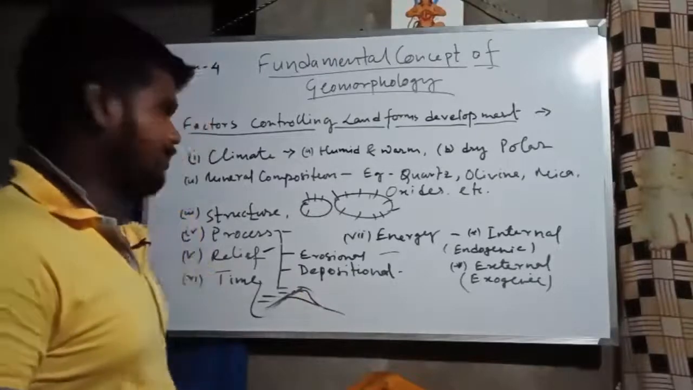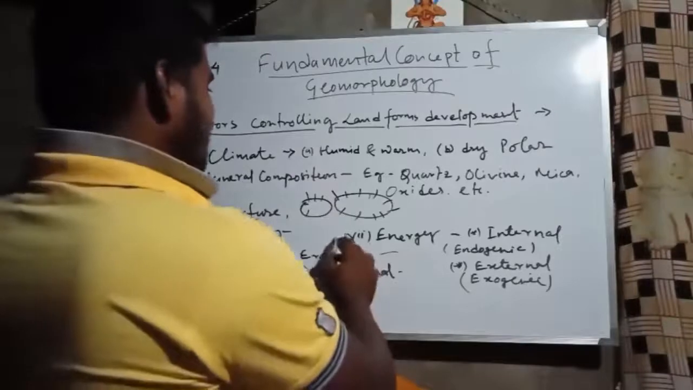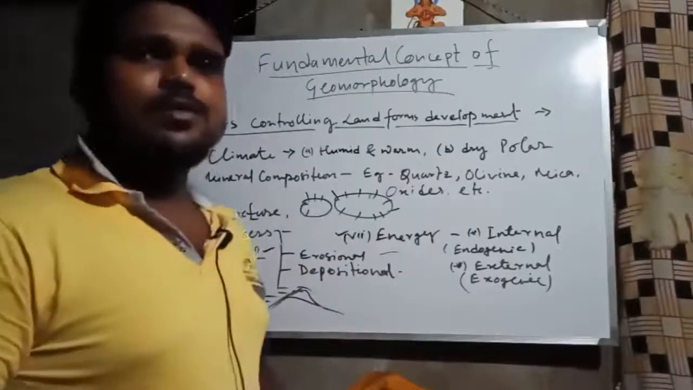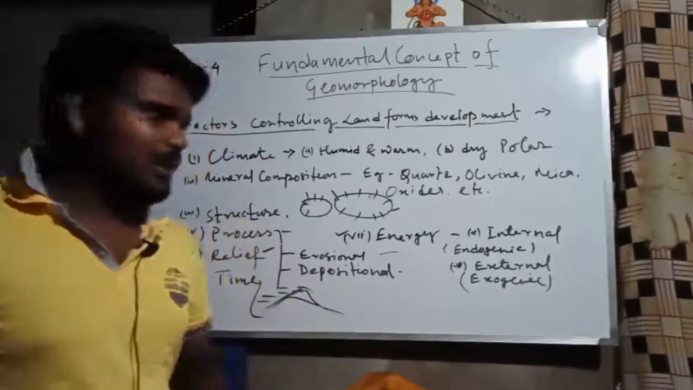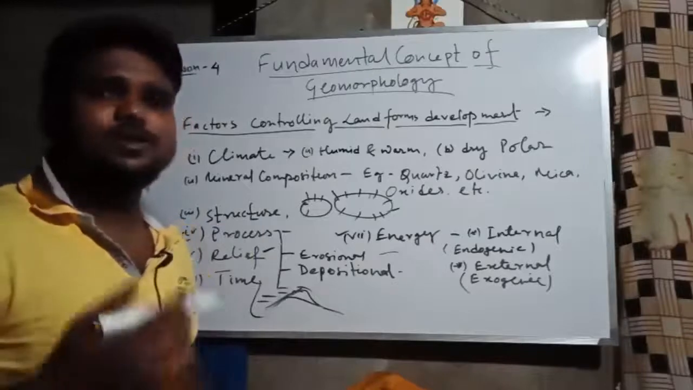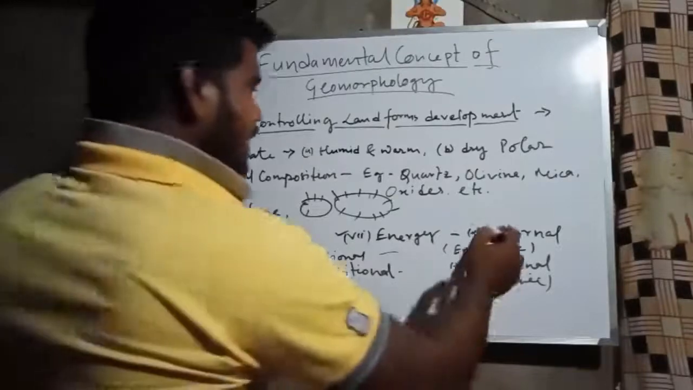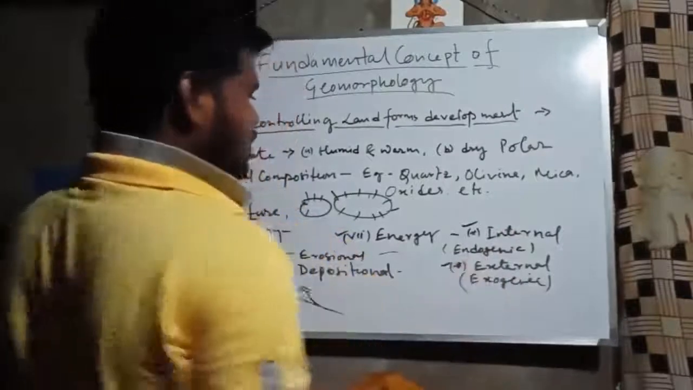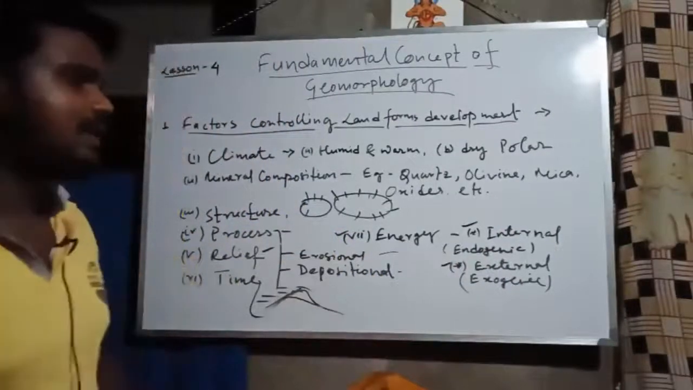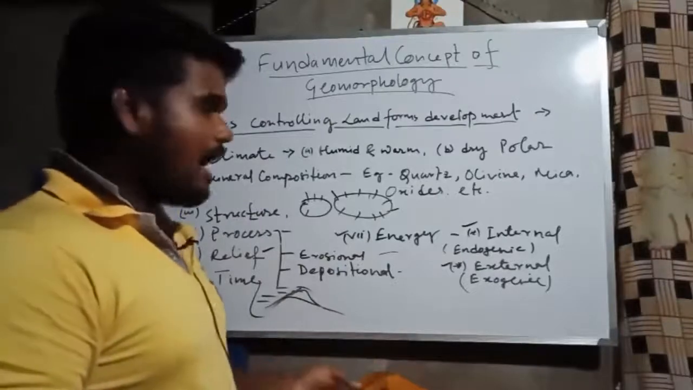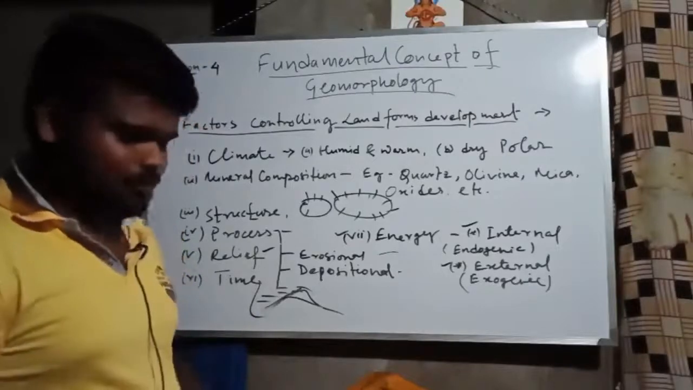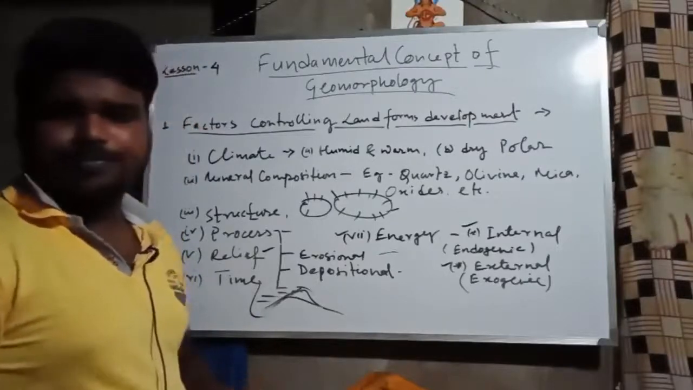Now, the last point is energy. Energy is the most important part which is required for the formation of landforms. There are two types of forces or two types of energy that act upon the landforms, or the earth surface, which are the internal force as well as the external force. We can name them endogenic and exogenic forces. The internal forces are known as endogenic and the external forces are known as exogenic. So what are the endogenic and exogenic forces? Let us discuss them.